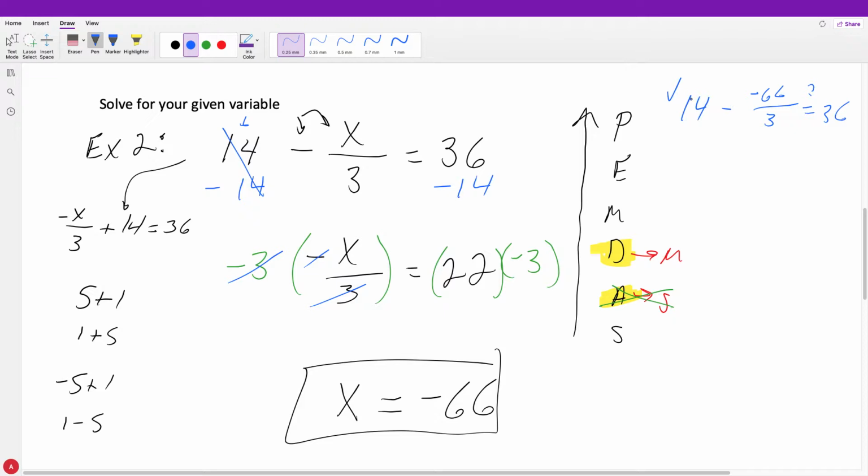Because a minus negative will turn to a positive, and then we'll get 14 plus 22, which is 36. All right, let's go ahead and do another example. We might have one or two more, and that'd be it for this video.